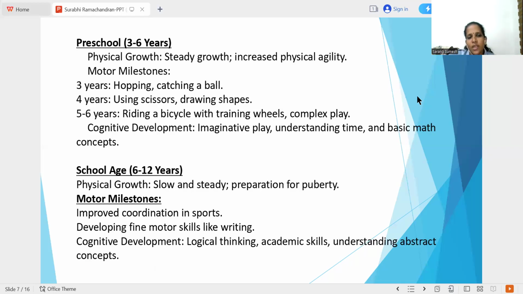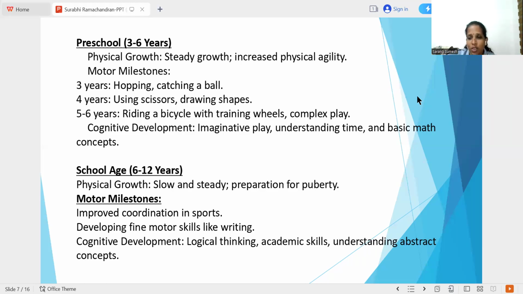Next, preschooler. Preschool, 3 to 6 years. The physical growth, steady growth, increased physical agility. In motor milestones, 3 years, hopping, catching a ball. 4 years, using scissors and drawing shapes. 5 to 6 years, riding a bicycle with training wheels, complex play they will start. In the cognitive development, imaginative play, understanding time and basic maths concepts.